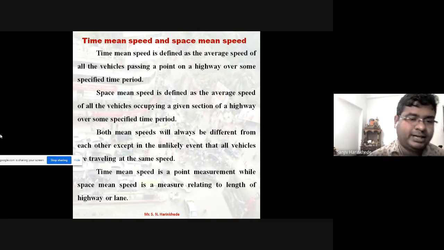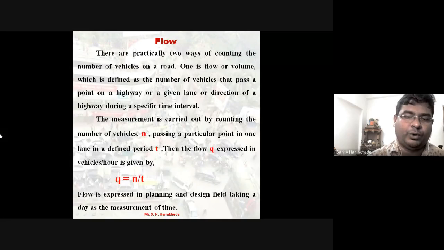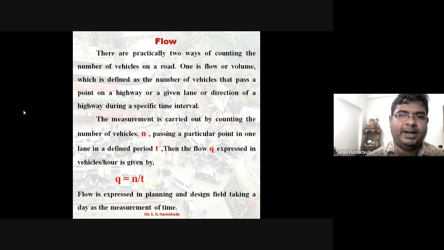The next important characteristic is flow. As we know that, first of all, speed is there, another is flow, and third is density. So it is the second characteristic on which the traffic depends. For flow, there are practically two ways of counting the number of vehicles on the road. One is flow or volume, which is defined as the number of vehicles that pass a point on a highway or a given lane in a direction of a highway during a specified time interval.